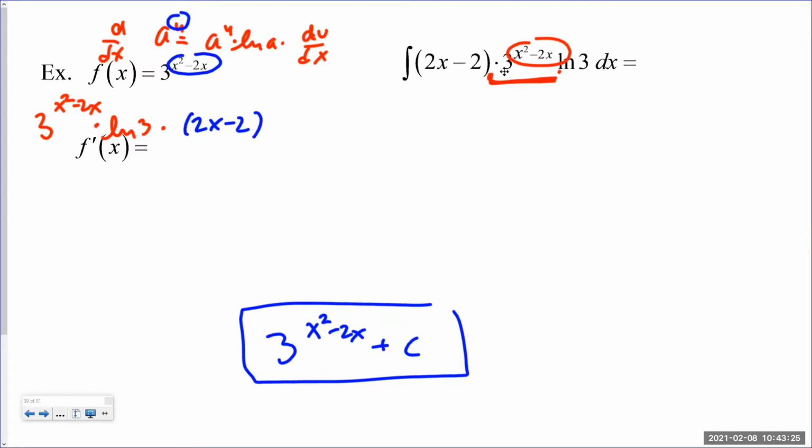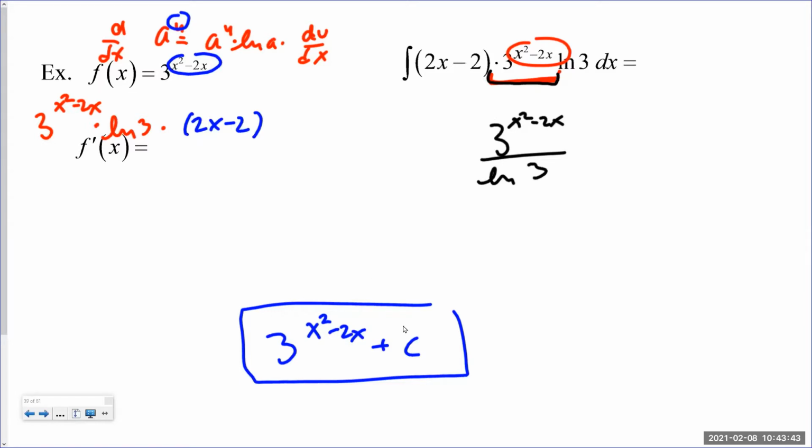Okay, I'm saying that this is an a to the u problem. So I box in the a to the u. What is the integral of a to the u? A to the u over ln of a. So I'm going to take the integral of that. 3x squared minus 2x over ln of 3. Is everybody good with it so far?